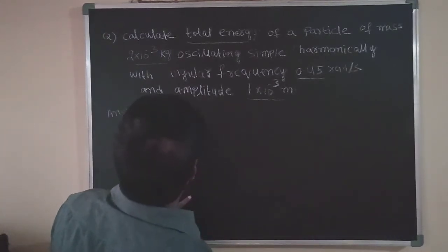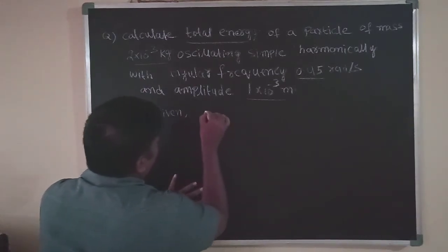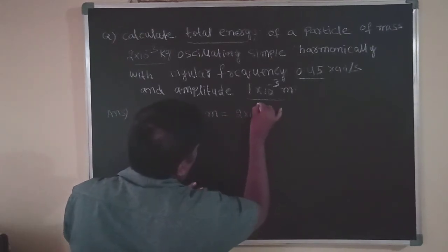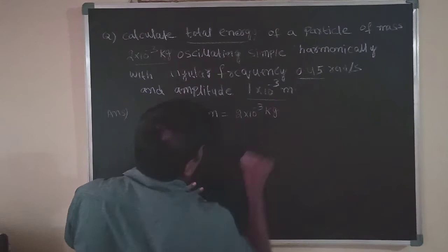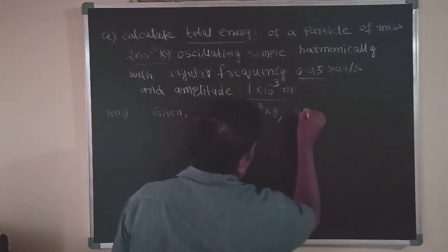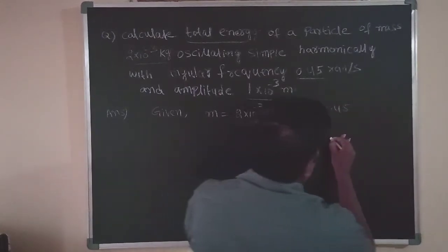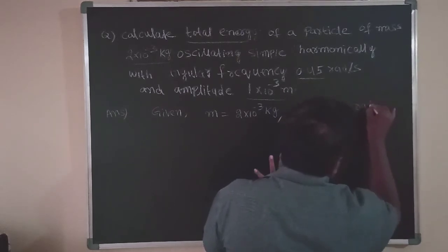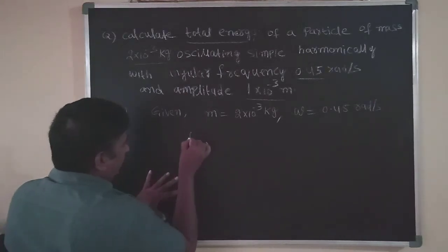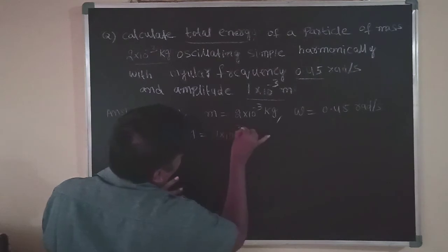First, they have given the mass, m equals 2 into 10 to the power of minus 3 kg. Then the angular frequency, omega equals 0.45 radian per second. And then the amplitude, which they have given as A equals 1 into 10 to the power of minus 3 meters.